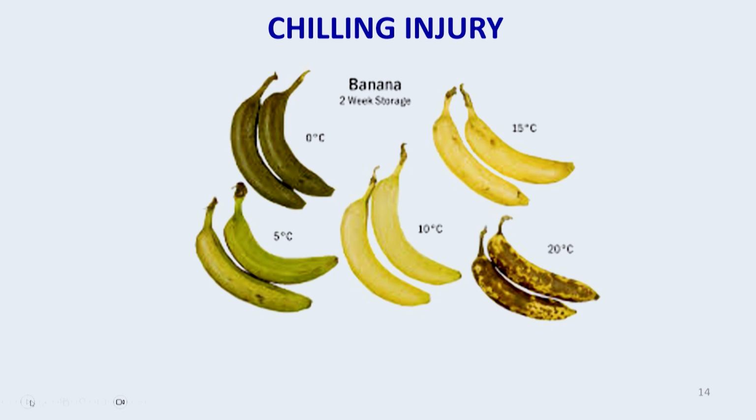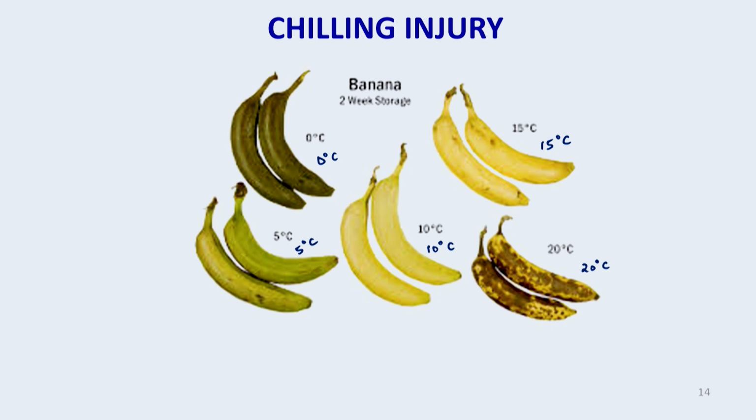This picture gives an idea how the chilling injury occurs in banana. Here, this is about 20 degrees centigrade. When it is at 15 degrees centigrade, this is 15 degrees centigrade. This is 10 degrees centigrade. Maybe the letters may not be clear, let me write it. This is 20 degrees centigrade, 15 degrees centigrade, 10 degrees centigrade, 5 degrees centigrade, 0 degree.